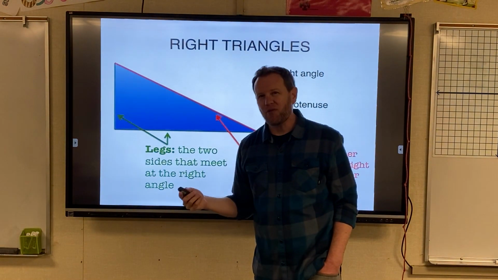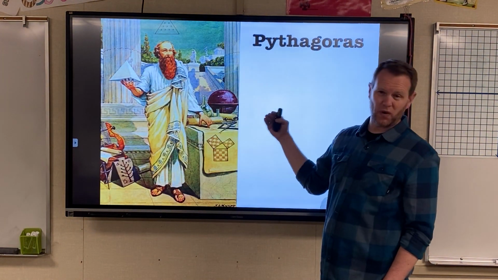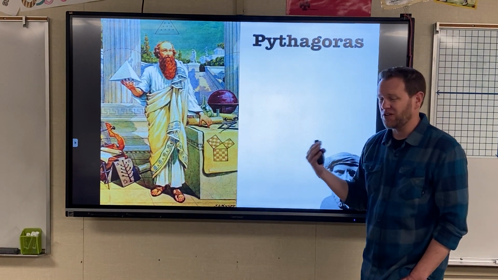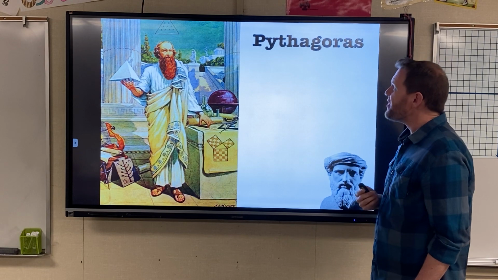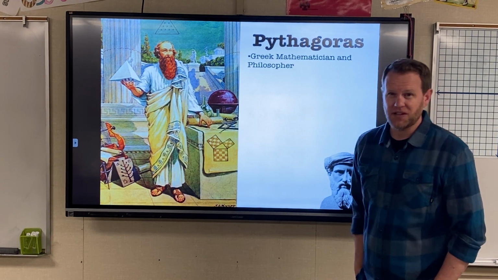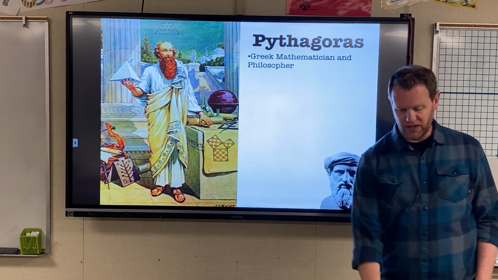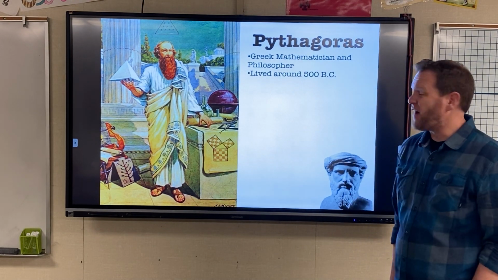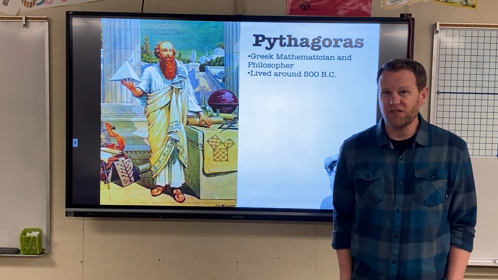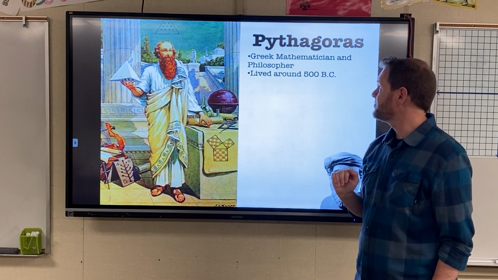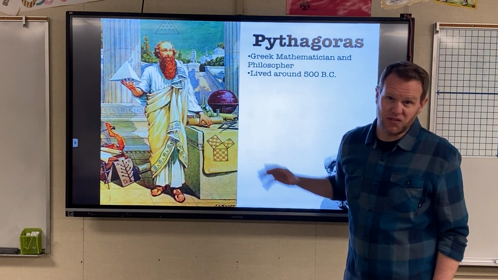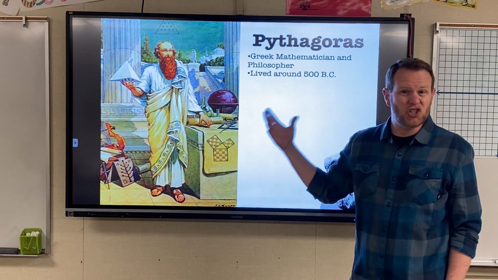And now we can get back to talking about this weirdo, Pythagoras, or Pythagoras, depending on who you talk to. Pythagoras was a Greek mathematician and philosopher. So in ancient Greece, in fact, about 500 BC, so about 2,500 years ago, the world was a very different place. This guy would go around doing geometry and stuff, and that was his job.